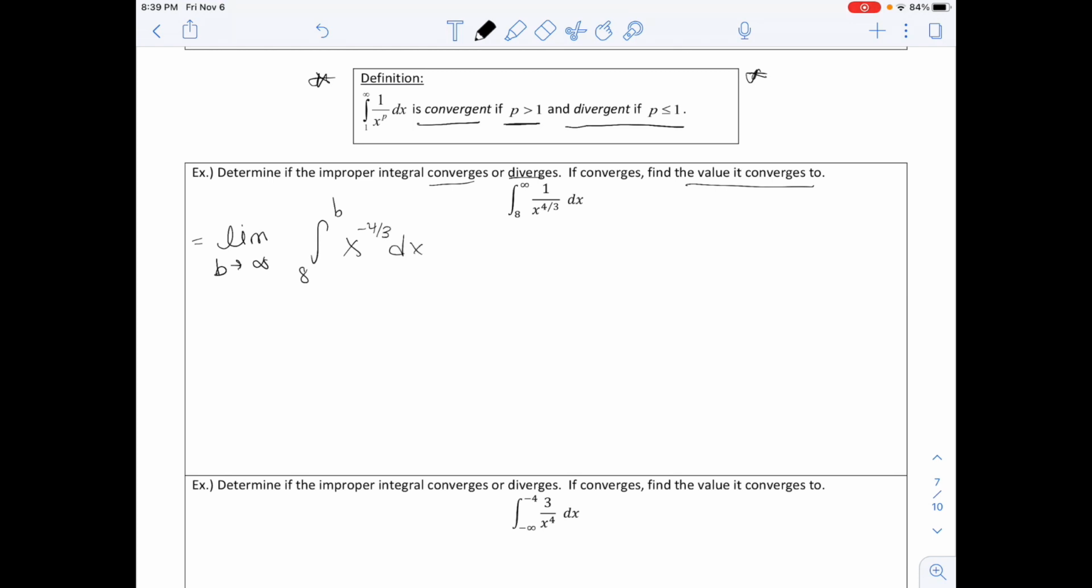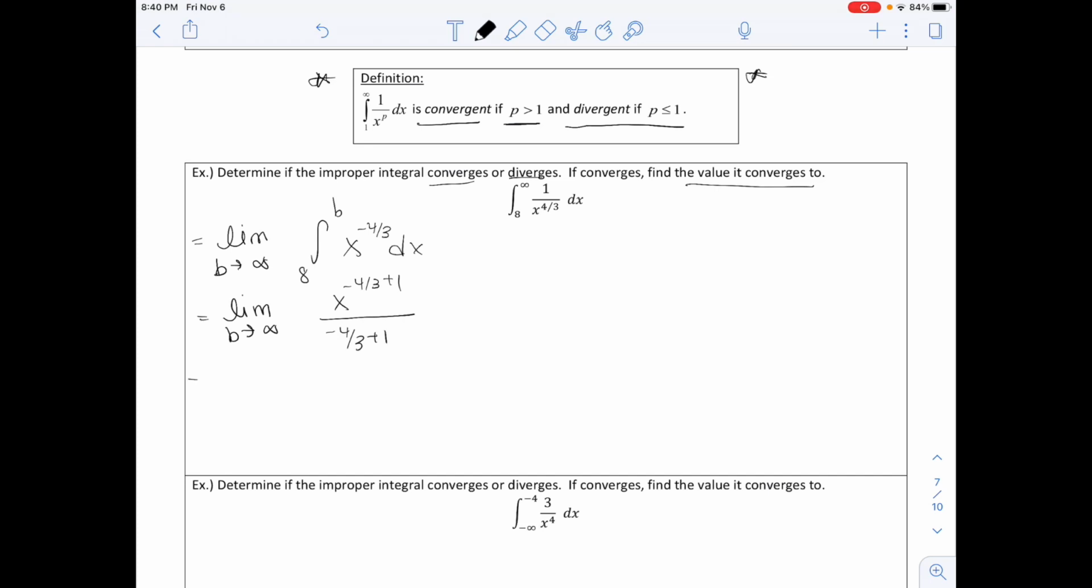So from here, I would integrate this. And when I integrate this, my limit is still written. I have not evaluated my limit yet, so I still need to keep writing it. When I evaluate my integral, I'm going to add 1 to my exponent and divide by that same exact number.